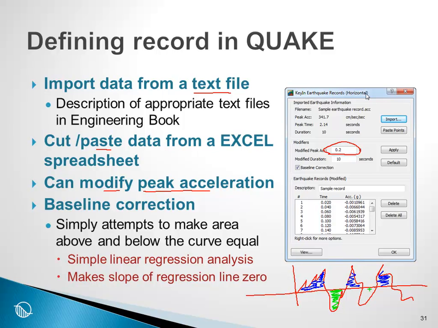There is nothing particularly sophisticated about this baseline correction. I recognize that there are many other procedures for doing that, but in QUAKE-W we have implemented this simple method of a linear regression analysis, trying to shift the data points up and down so that the area above the zero line is the same as the area below the zero line.